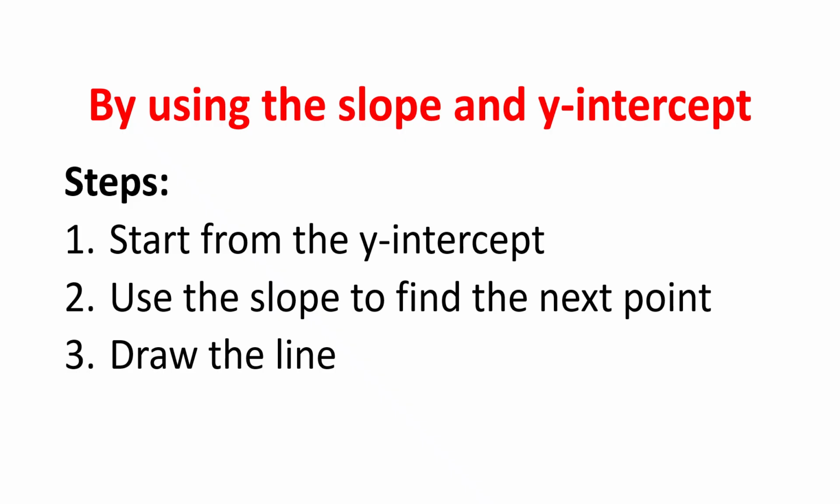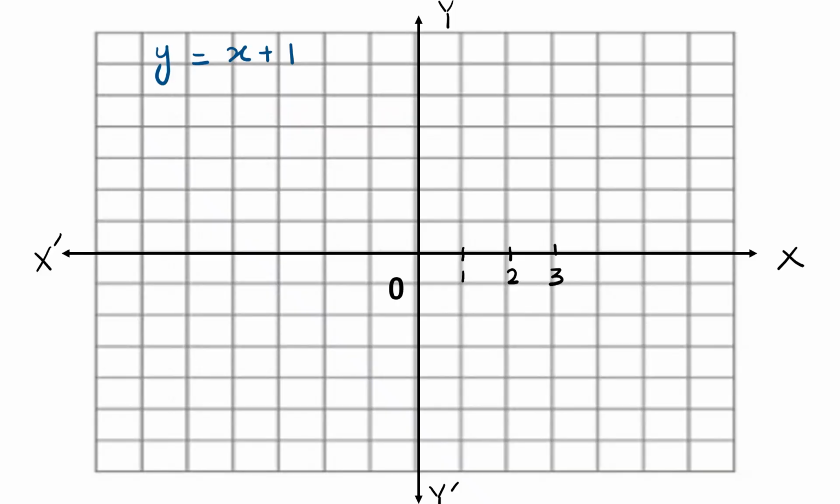The steps for drawing a graph by using slope and y-intercept are: start from the y-intercept and then use the slope to find the next point. Let's draw the graph of y equals x plus 1 by using this method. Here the y-intercept is 1. It means the line crosses the y-axis at this point. We mark this point as 0, 1. Now check for the slope. The slope is also 1.